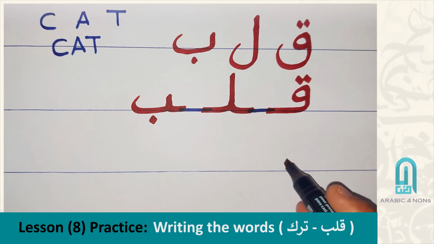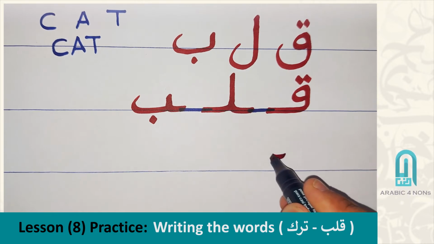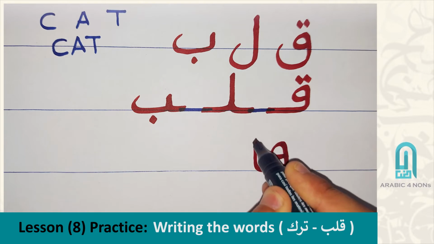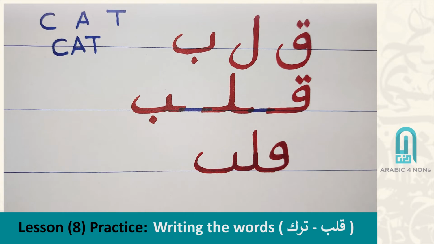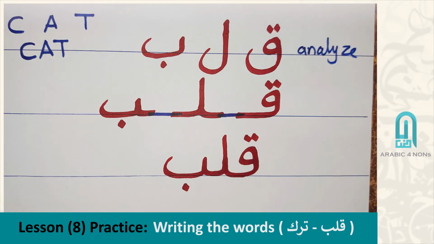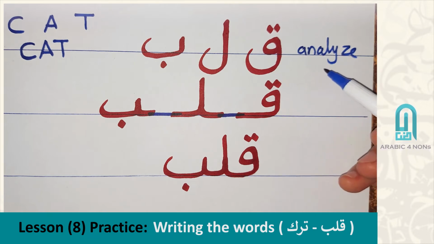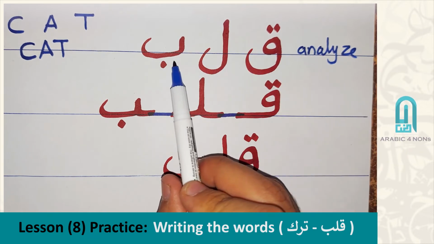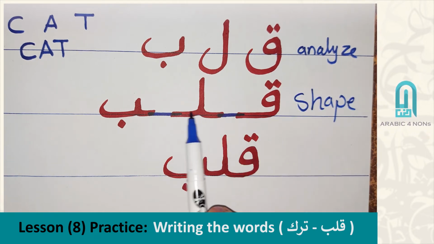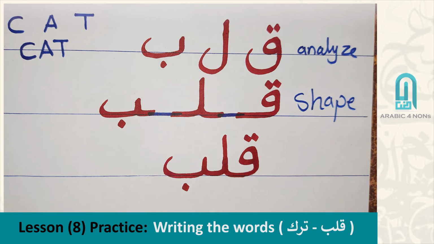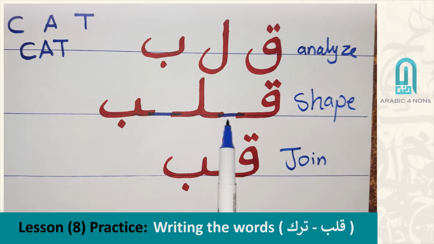Let me do it all in one step. We will start from here. Letter Qa comes first, letter La comes next, and then letter Ba. And don't forget the dots. And that's it. So first we analyze the word into its component letters. Then we shape each letter based on its position. And finally we join these letters together using horizontal lines.